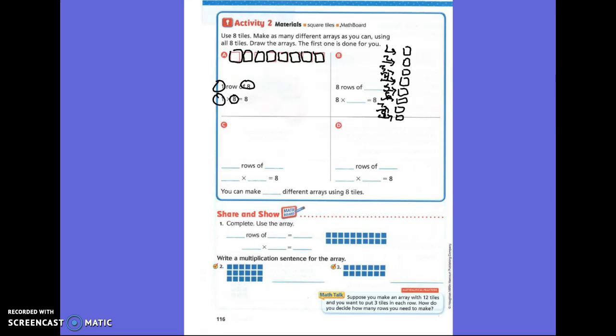Okay, so there are 8 rows, right? I'll let you keep drawing. Okay, so there are 8 rows of 1, so it is 8 times 1. Now, I want you to find another way to show 8 in an array. So there is another way you could do it. So let's try another way. What do you think?